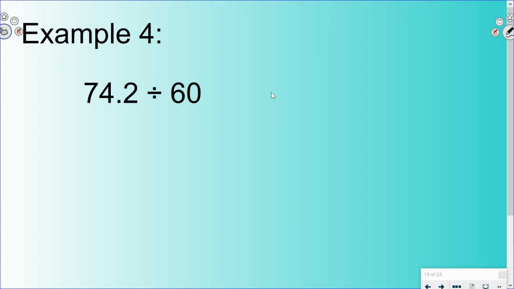Example 4, because we are about to get busy. 74 and 2 tenths split into 60 parts. Aha, all right, finally. So I'm guessing, well, at least 160 can come out of this, maybe 1.5, probably a little smaller, maybe 1.25, something like that. So my estimate, about 1.25, let's find out.